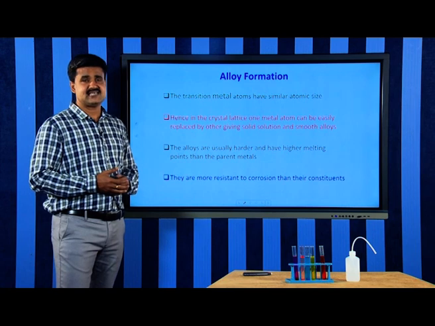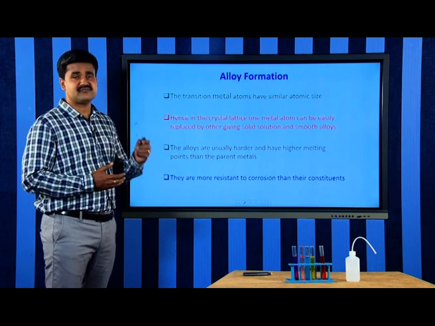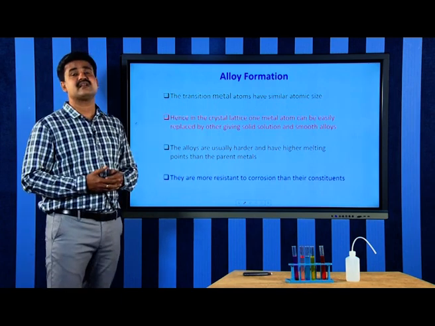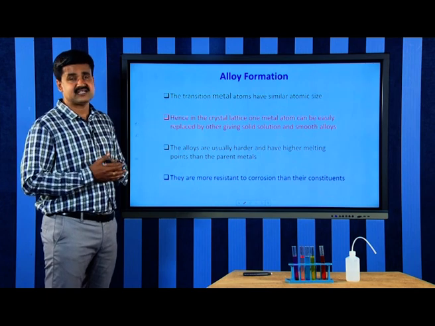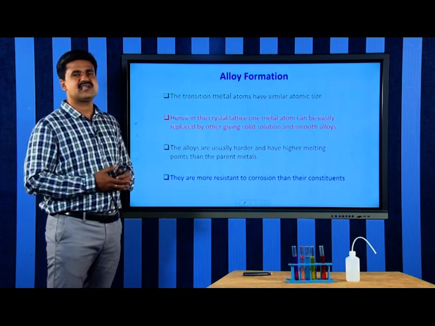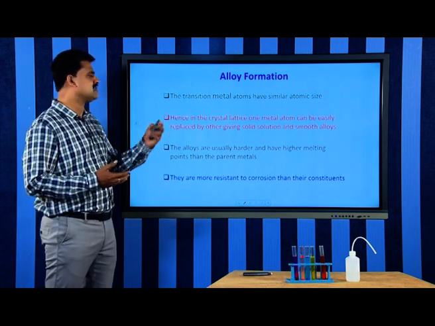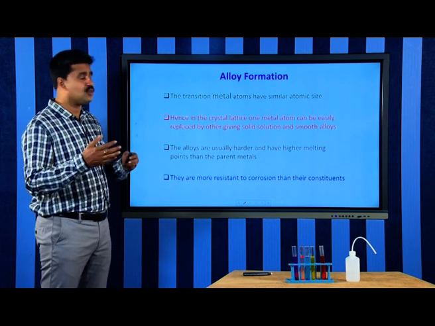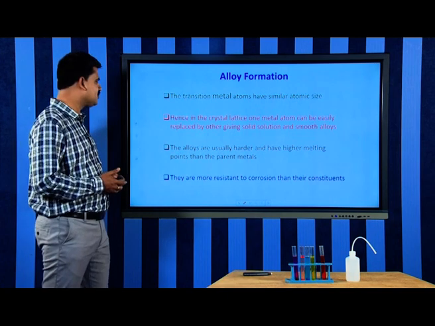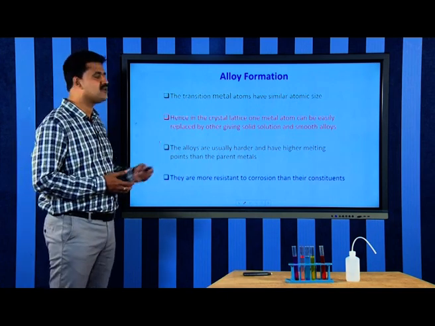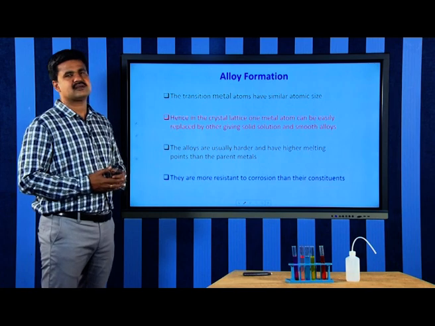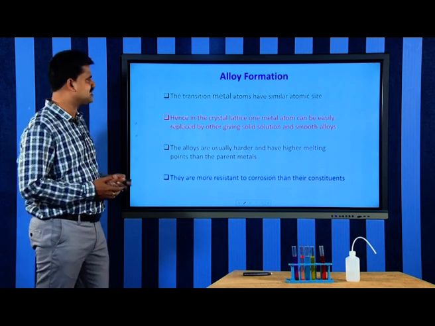Alloy formation tendency is another important characteristic feature of the d block elements. The transition metal atoms have a similar atomic size. There is not much size difference between transition metal atoms, such that in the crystal lattice, one metal atom can be easily replaced by another metal, giving solid solutions or alloys. The alloys are usually harder and have higher melting points than their parent or component metals. They are more resistant to corrosion than their constituent metals or elements.